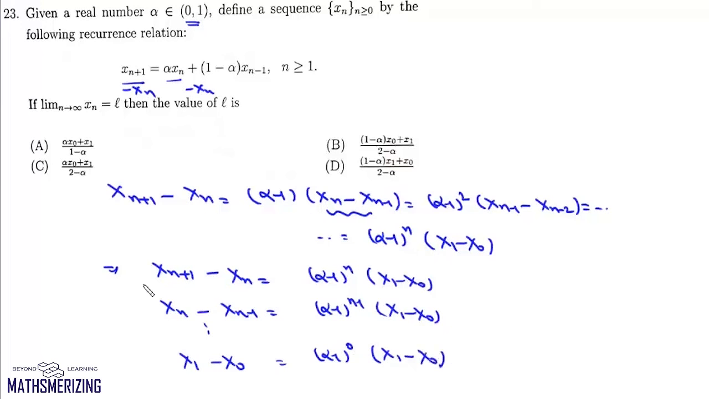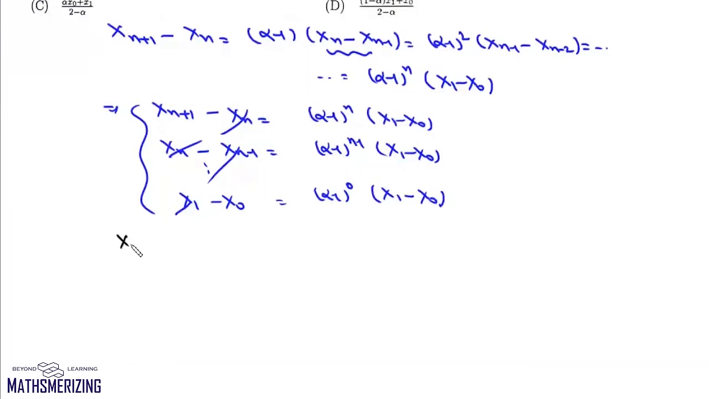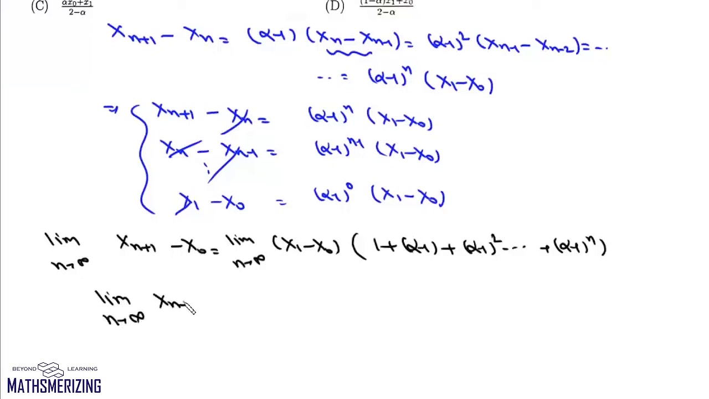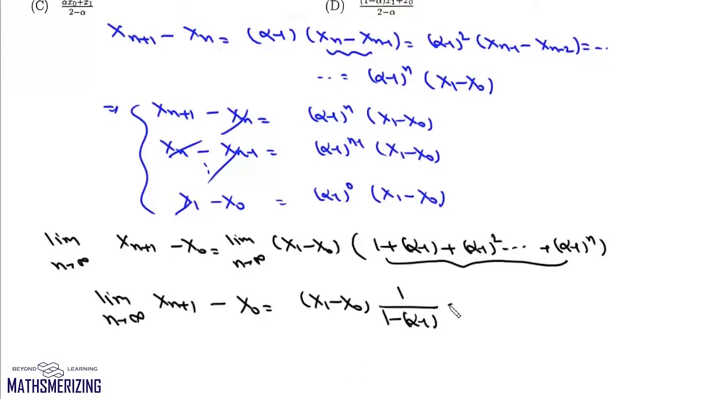Now if we add them all up, on the left hand side we can write xn plus 1 minus x0, it will be x1 minus x0 into 1 plus alpha minus 1 plus alpha minus 1 square up to alpha minus 1 to the power n. Now we'll take the limit n tends to infinity. So it will be the limit n tends to infinity of xn plus 1 minus x0, and here it will be x1 minus x0, and then this series which is nothing but an infinite GP whose sum is a upon 1 minus r, which is 1 minus alpha minus 1. So it will be x1 minus x0 upon 2 minus alpha.